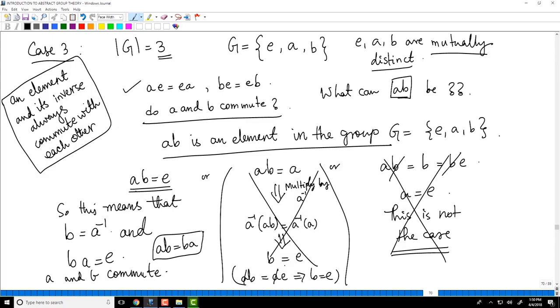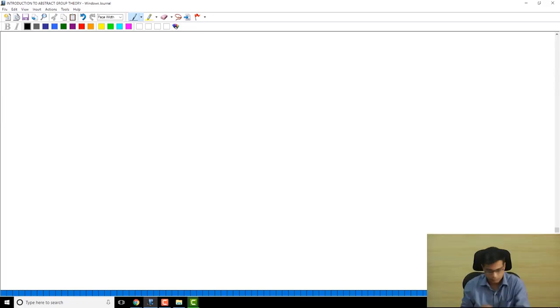If AB equal to BA, then G must be abelian, right? Because if G is not abelian, there must exist two elements in it which do not commute with each other. In our case, G is a group of three elements. E commutes with A, E commutes with B. Only possible violation of abelianness is if A and B do not commute with each other, but we have just concluded that A and B commute with each other. So, G is abelian. So, we are done with case 3.